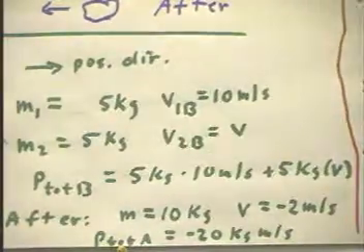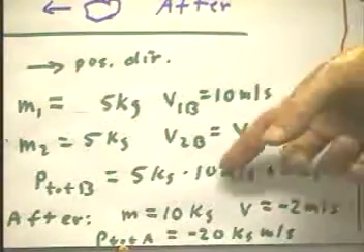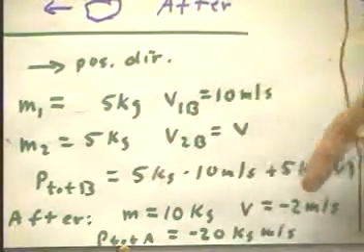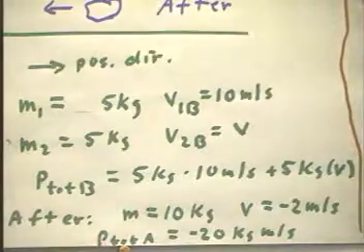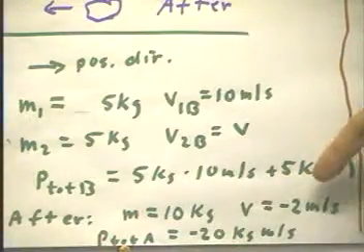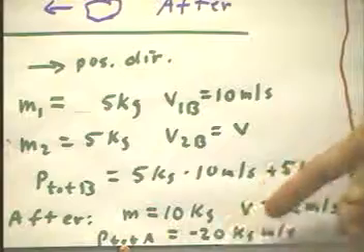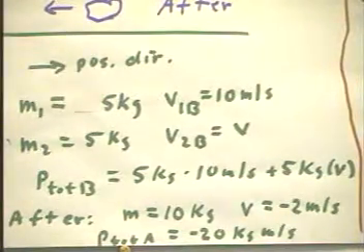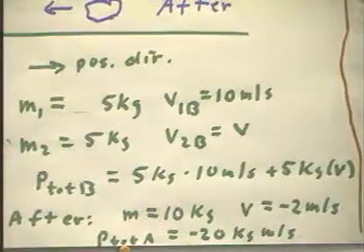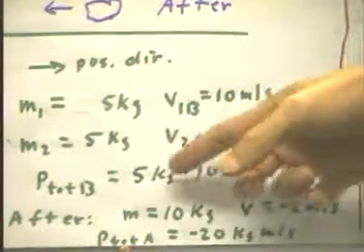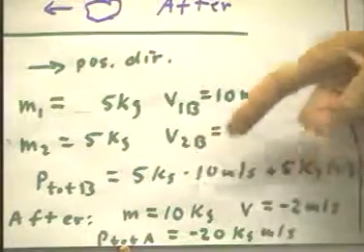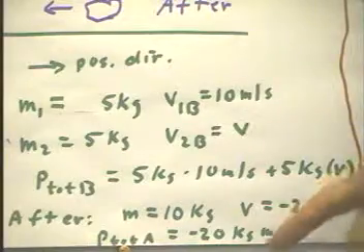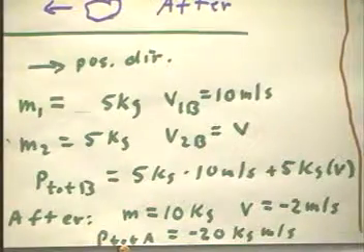We can then say that the total momentum before collision is 5 kilograms times 10 meters per second plus 5 kilograms times v. That is the momentum of the first plus the momentum of the second. And after collision we have a 10 kilogram mass moving at -2 meters per second, so its total momentum is -20 kilogram meters per second. We can stop at this point and see that we have a 50 kilogram meter per second momentum plus an unknown momentum before collision and a -20 kilogram meter per second momentum after collision.